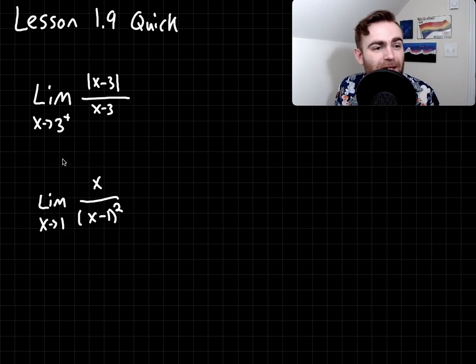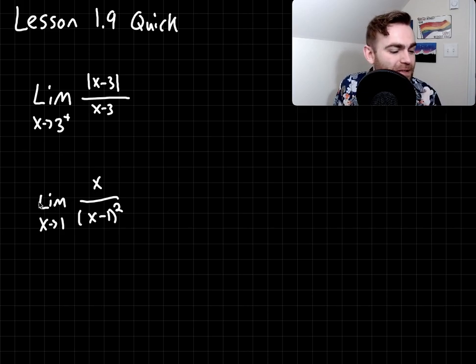Alright everyone, let's look at lesson 1.9 from calculus, and we're going to do it quick. So what 1.9 is all about is multiple representations of limits, looking at limits algebraically, through a table, and through graphs. We're not going to do any of that. What I really want to look at is the one-sided limits done algebraically.